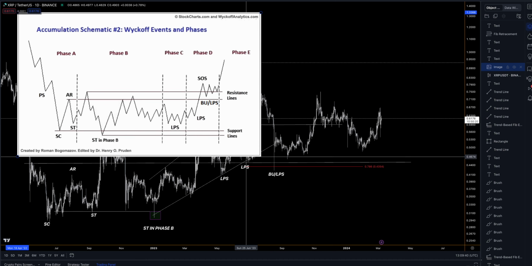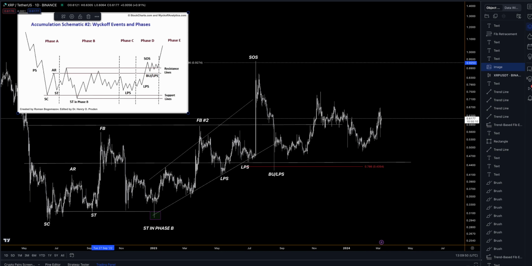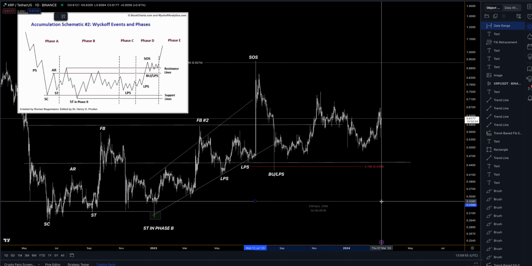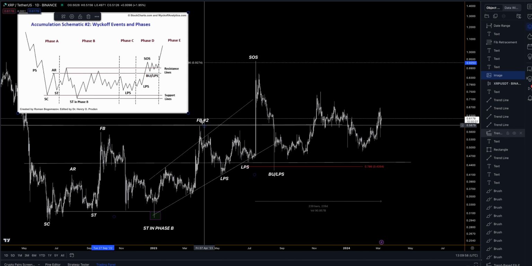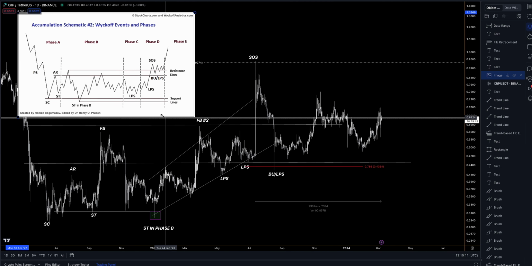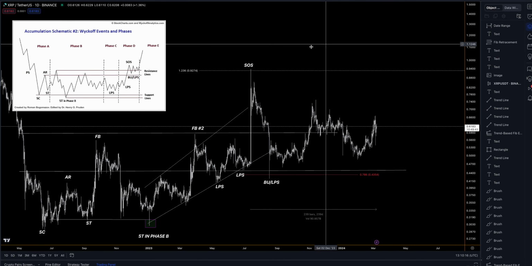After your backup phase, you can see that we chop around here on the top of the range. Now, within this chop, which lasted over 200 days, going on 240 days, once this chop is finished, which I think it is on XRP, we go into phase E. Now phase E is what I like to call point of no return, because once you break out of this range, the price will go absolutely parabolic.